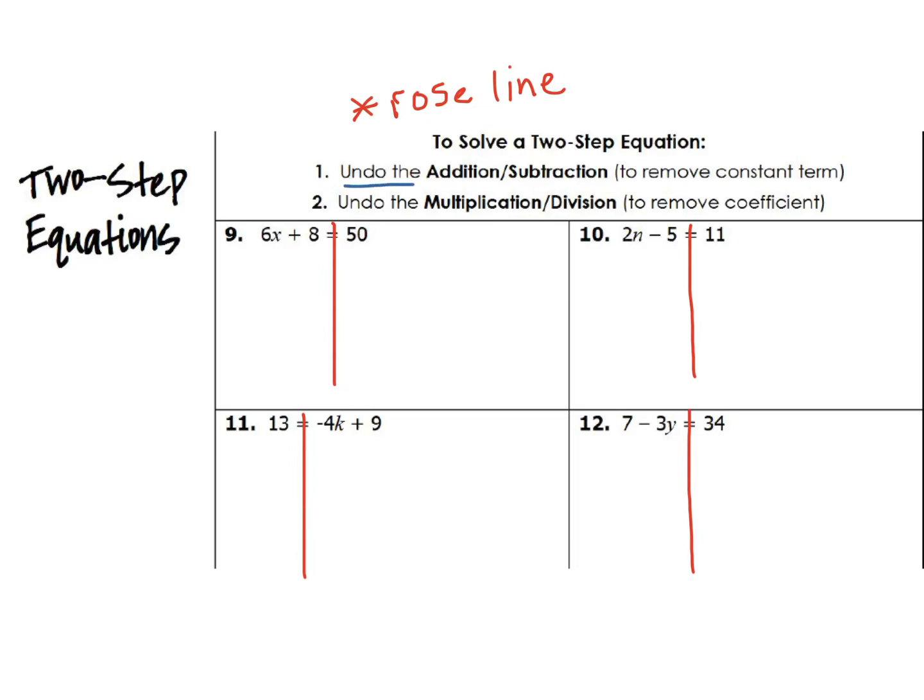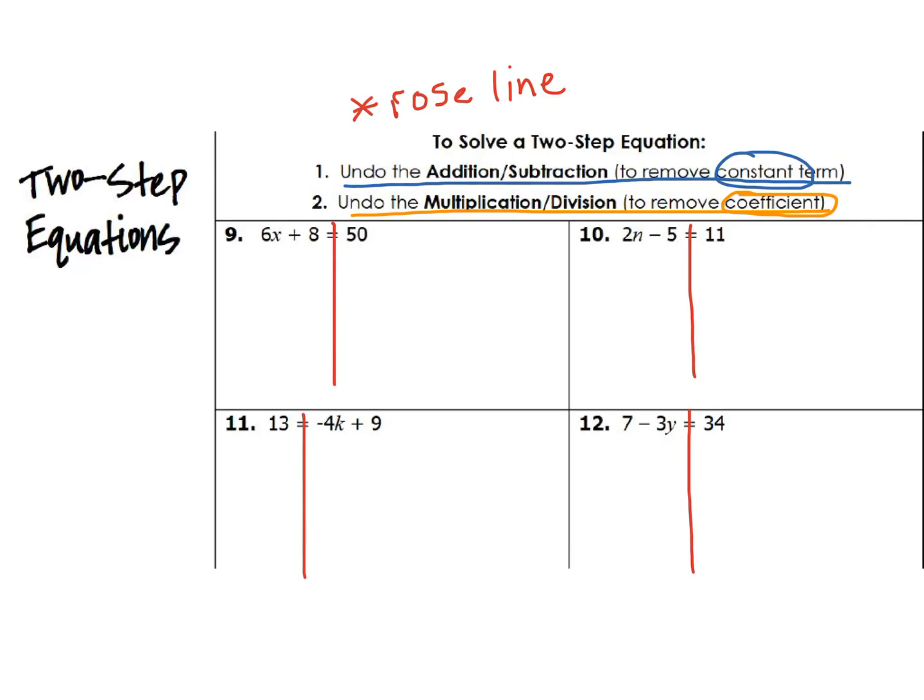Next, we will start by always doing addition or subtraction with our constant term. Remember, the constant term is the number that's all by itself. After we do that, we will use multiplication or division to move the coefficient. The coefficient is the number in front of the variable or attached to the variable, all right?